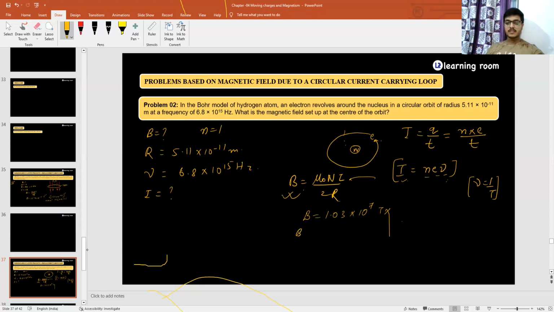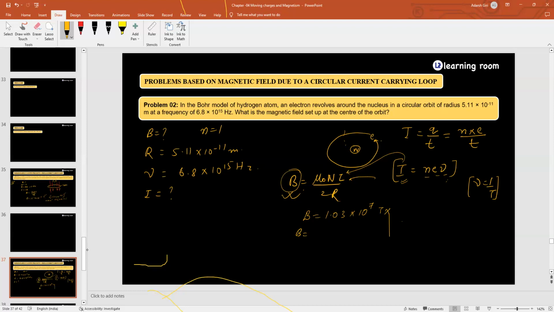Sir, is the value of current 10.9 into 10 to the power of minus 4? Current value, I cannot say. I'll have to calculate that. N is equal to 1, e is equal to 1.6 into 10 to the power of minus 19, and nu is 6.8 into 10 to the power of 15. Yeah, that is correct. You just put this value of current here and get me the value of magnetic field. Try to solve this. This is easy. Put the values correctly, you'll get this.